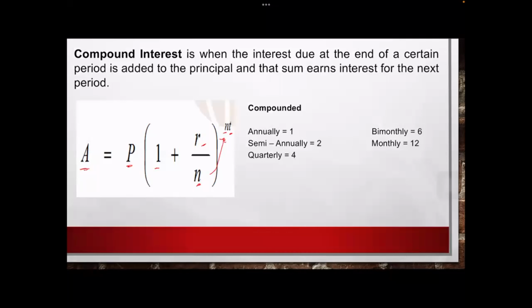Okay, so compounded, yung compound natin annually is equal to 1. Annually isang beses sa isang taon. Semi-annually 2 beses sa isang taon. Quarterly 4 na beses sa isang taon. Then bi-monthly 6 na beses sa isang taon. Then monthly is 12. So every month. Kaya tinawag siyang monthly.